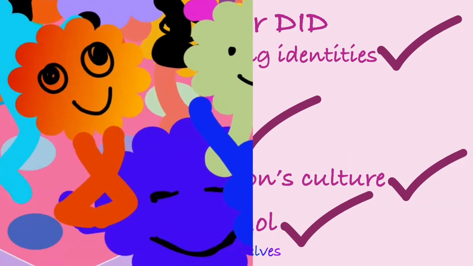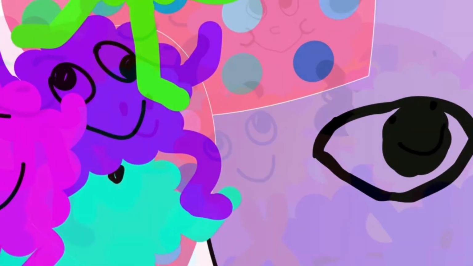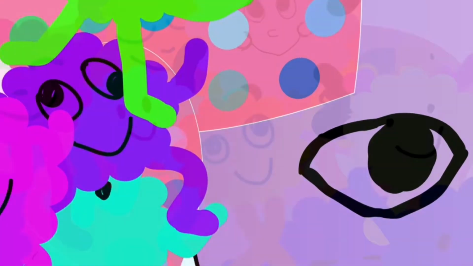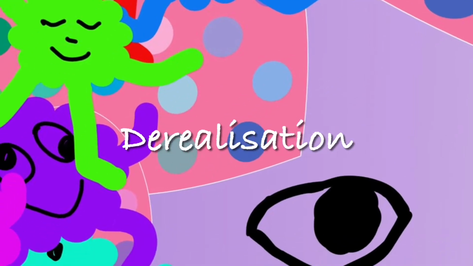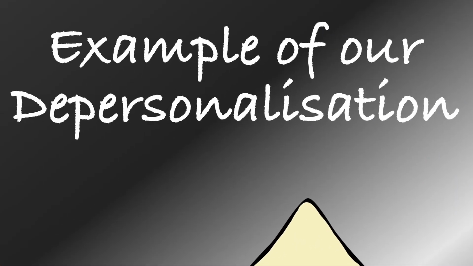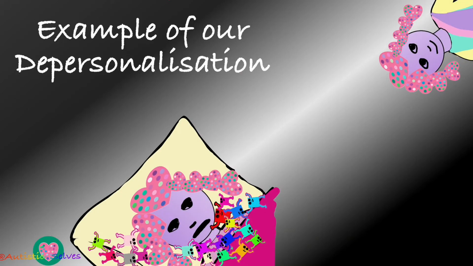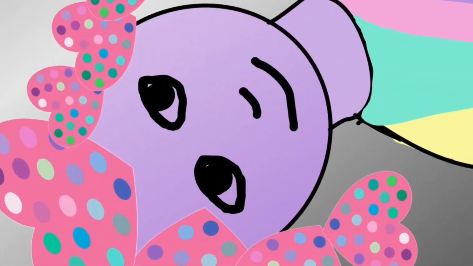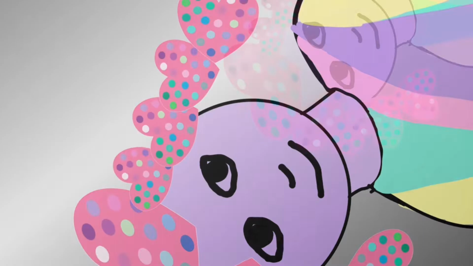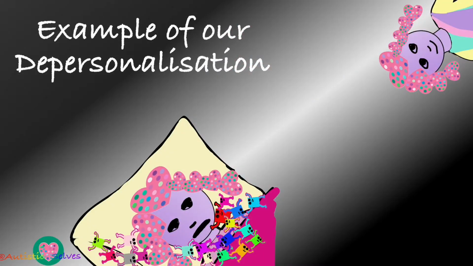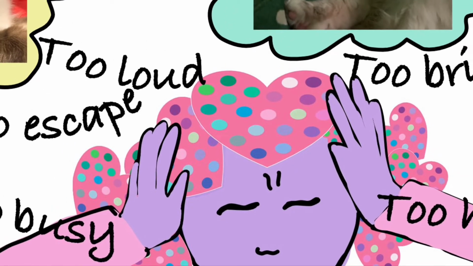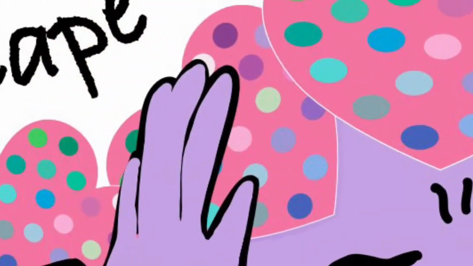We also experience other types of dissociation, namely depersonalization and derealization. An example of depersonalization from our original assessment report was that we would often feel like we were watching ourselves from a point outside of our body and would feel floaty. This is still true for us today and often happens when we are feeling stressed or anxious in a situation.